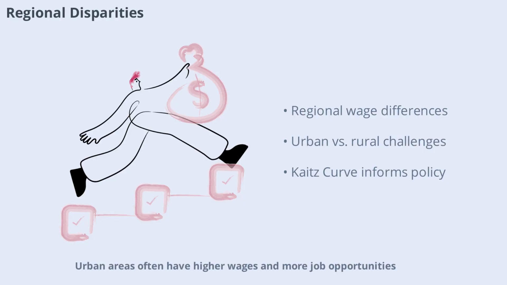Income distribution can vary widely between regions within a country. Urban areas often have higher wages and more job opportunities, while rural regions may face greater economic challenges. The Kaitz curve can be used to analyze these regional differences and inform policies that promote balanced economic development.